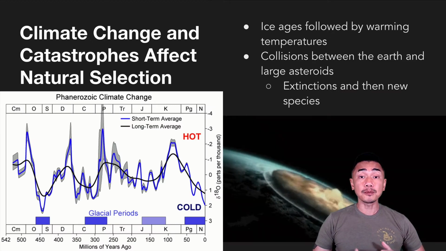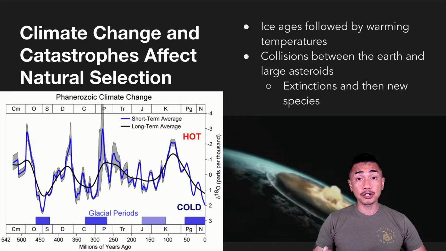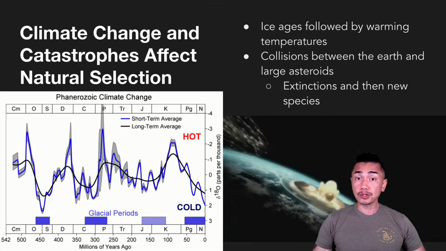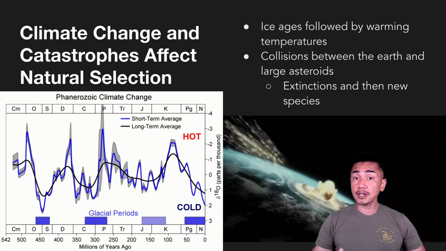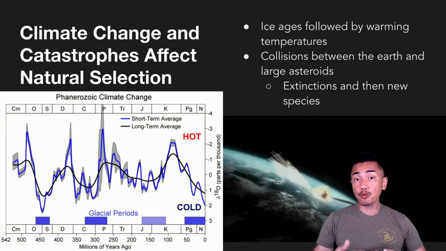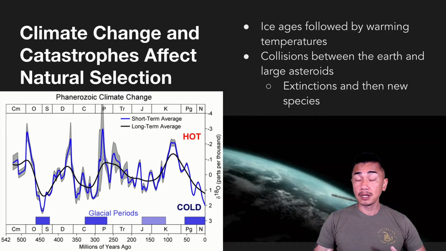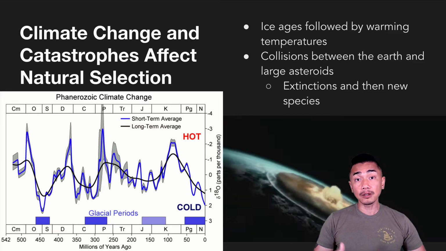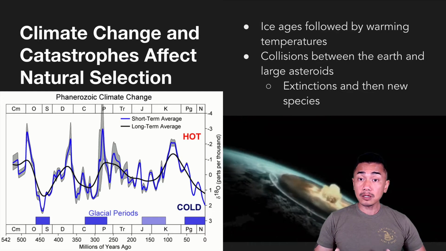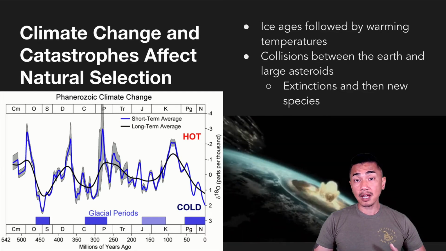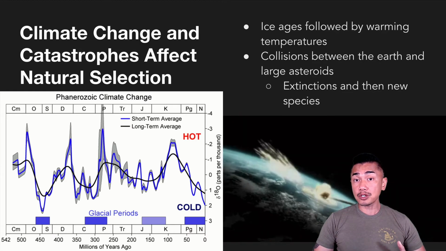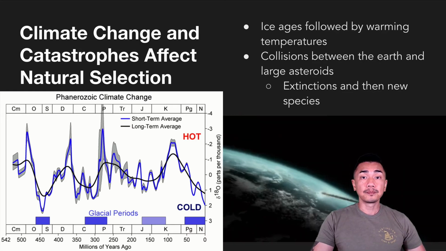Life on Earth has been affected by climate change and catastrophes in its past. Research shows that the Earth has experienced several ice ages, followed by warming periods after them. There's also evidence that the Earth has experienced several collisions between itself and large asteroids. These two things, climate change and catastrophes, have caused extinction, followed by the evolution of new species.